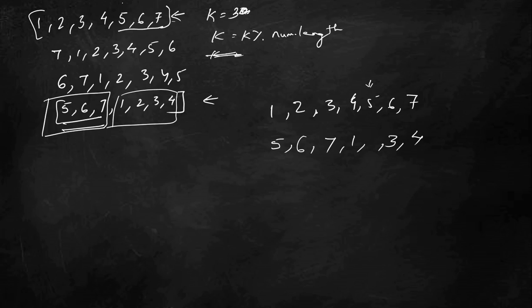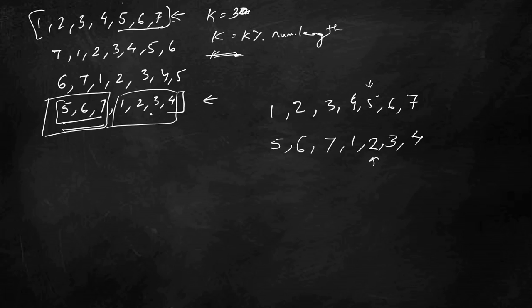Now 2 needs to move 3 points. 1, 2, 3. 2 will come here. Now as soon as we are at the starting index, we started with this 5 and again we are coming to the same index, at that time we can break.